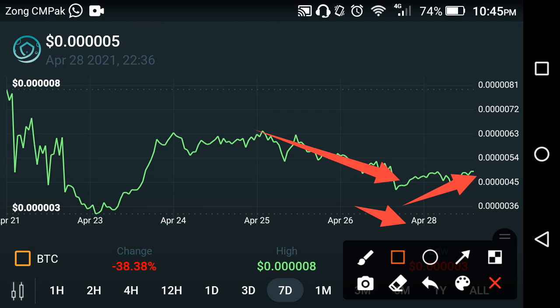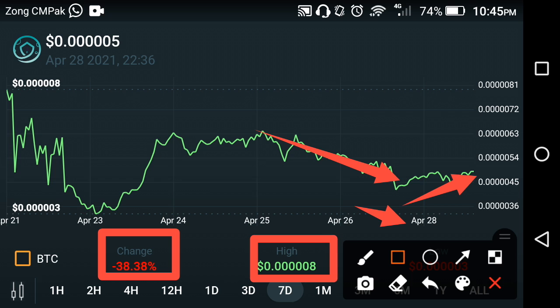And if we look at the average last 1 week change, it is about negative 38.38% change that occurred in the SafeMoon coin in the last 1 week, friends. And it hit 0.0008 USD in the last 1 week. That is the highest price of the last 1 week, friends. And as you can see, the current price is about 0.0005 USD, friends. I also showed you, friends.